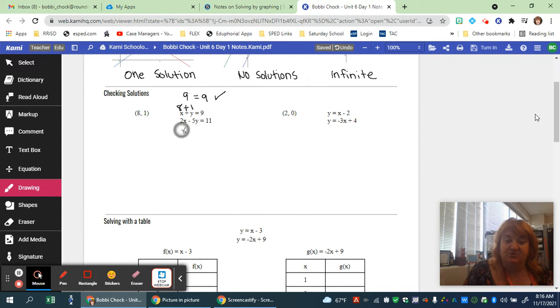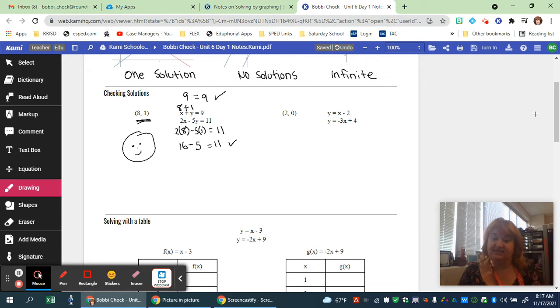Well, let's substitute 8 in here. 2 times 8 minus 5, and we're going to put the 1 in here. 1 equals 11. Does 16 minus 5 equal 11? Well, yes, that's 11 equals 11. That checks out. So this is a solution. This works.